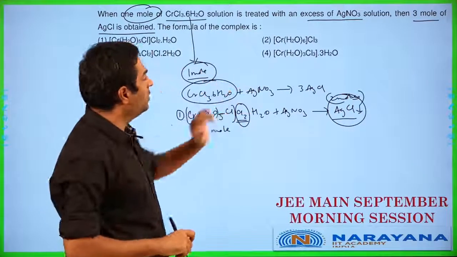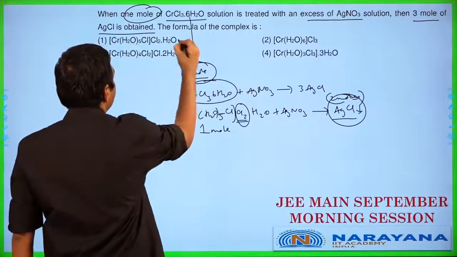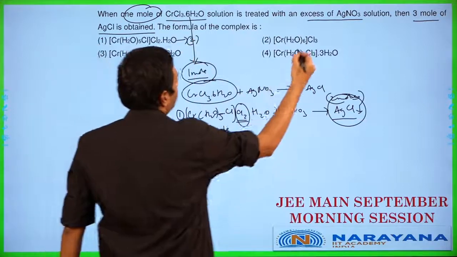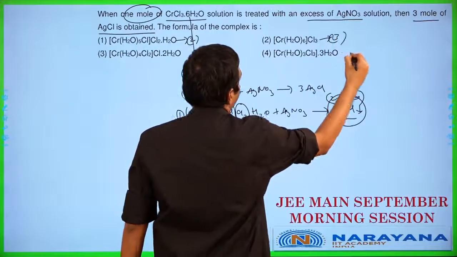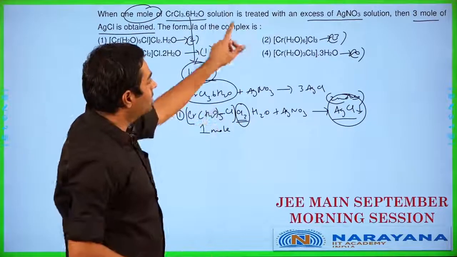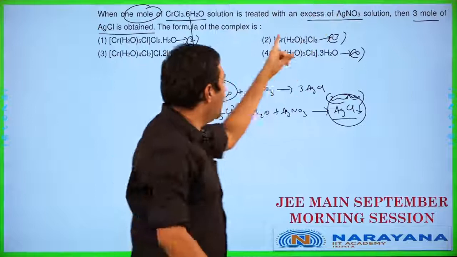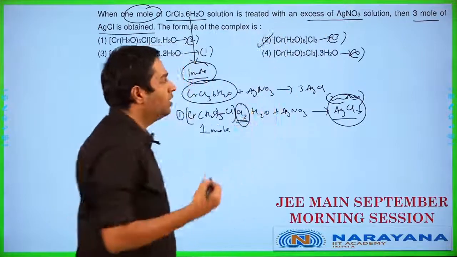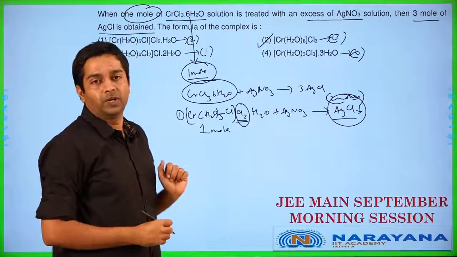So let us use this principle for each of those cases here. This one will give me 2 moles. This one will give me 3 moles, this one will give me 0 moles, and this will give me 1 mole. They are telling us 1 mole is giving 3 moles, which matches up with the second option over here, which is going to be the correct answer in this particular question.